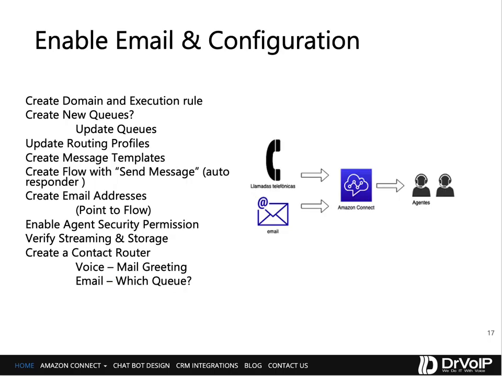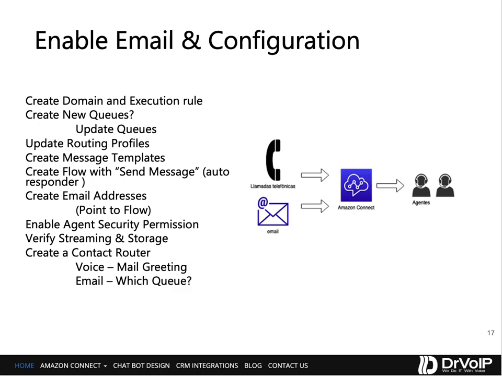Configuring the email is very straightforward. We're going to first create a domain, and then we'll figure out whether we need to create some new queues or we want to use the existing queues. There's no rule that says you can't send an email to the sales and support queues that we've already created. We might want to create some new queues just so that we can more granularly control which agents are assigned to the routing profile that contains these email queues.